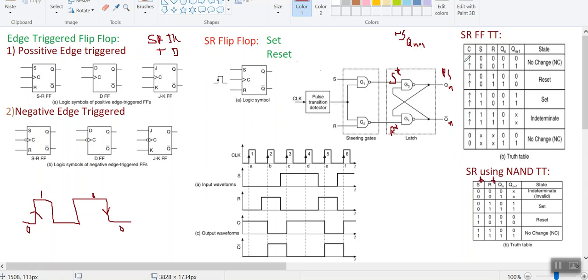Now, let us consider my first case, case 1. The clock is always positive edge triggered, so this positive edge triggered means the input is 1. So I always consider my clock signal as 1. Now clock is equal to 1, so this clock signal is 1 coming here and 1 coming here, whereas S is equal to 0 and R is equal to 0.